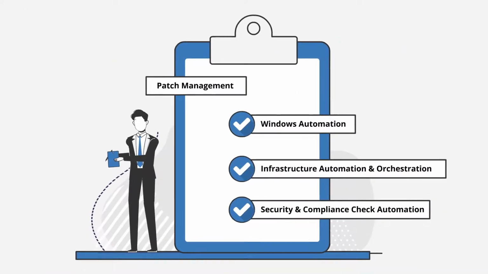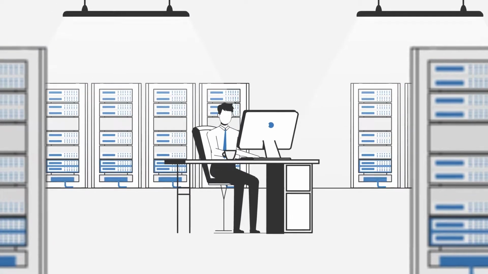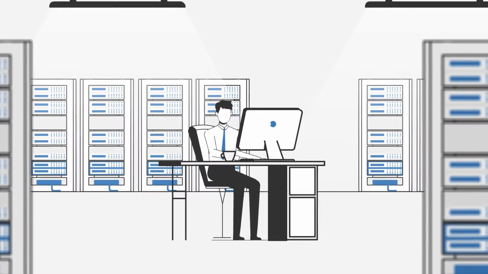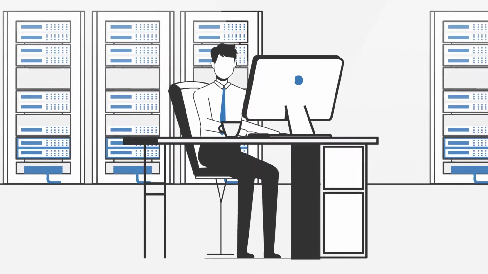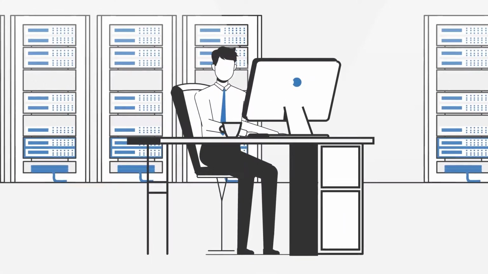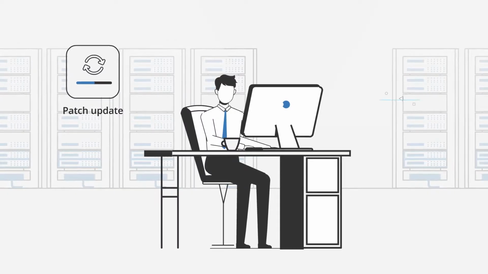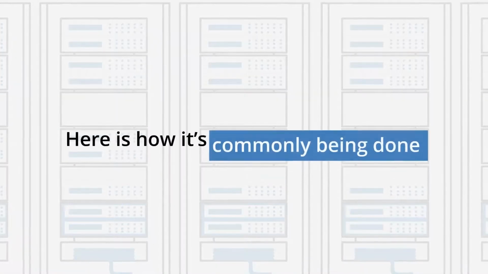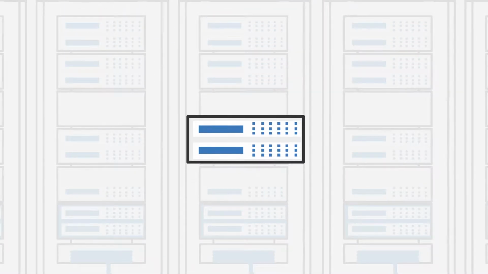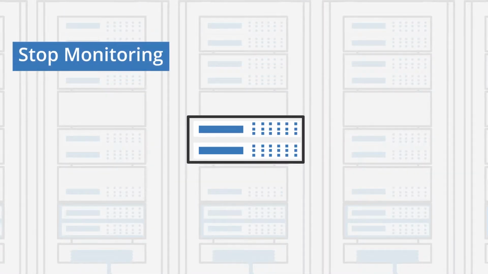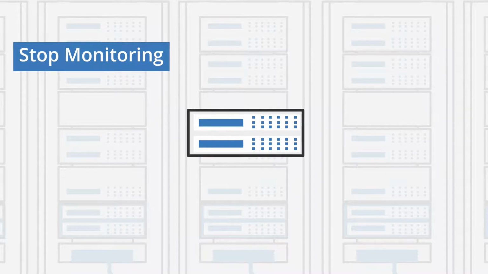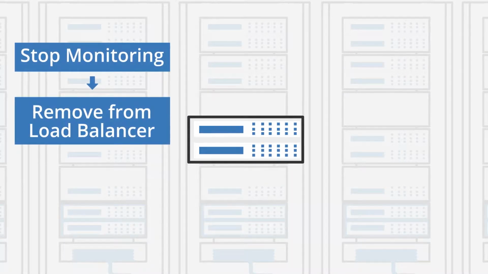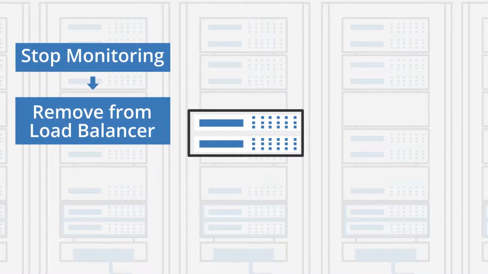First up, patch management. The IT operations team is typically responsible for the active servers in the production environment. And from time to time, some actions need to be carried out, such as patch update or application deployment. Here's how it's commonly being done. Firstly, all monitoring services on the server have to be stopped. Next, if the server is managed by load balancing, it needs to be removed from the load balancer distribution list.